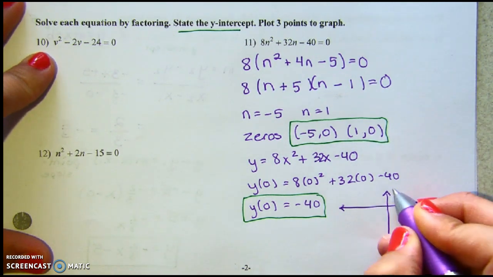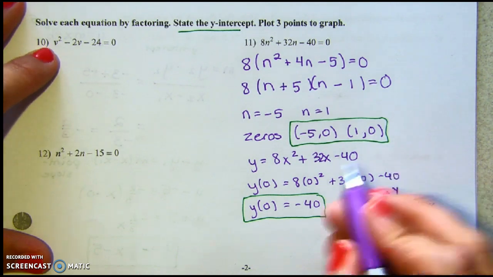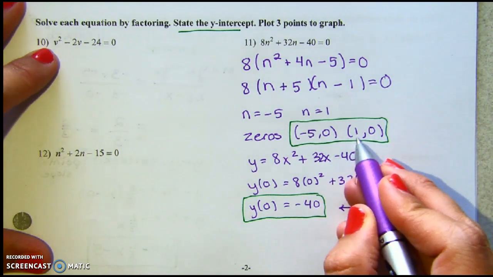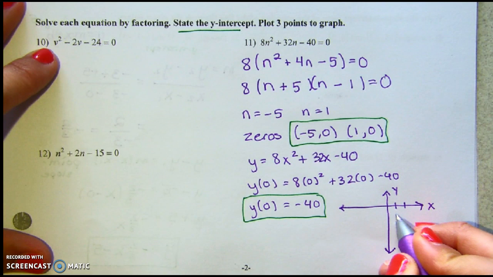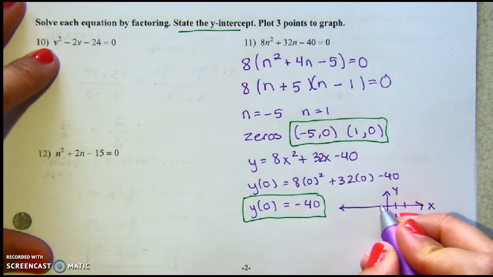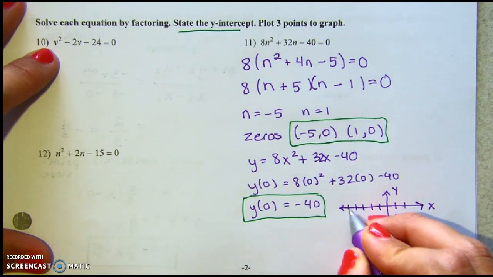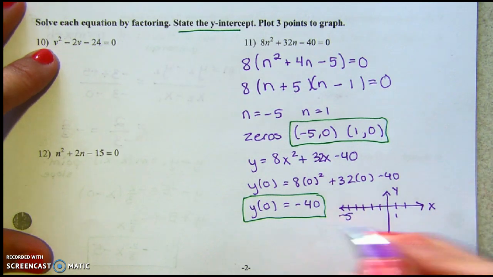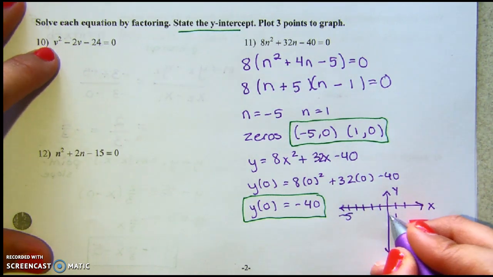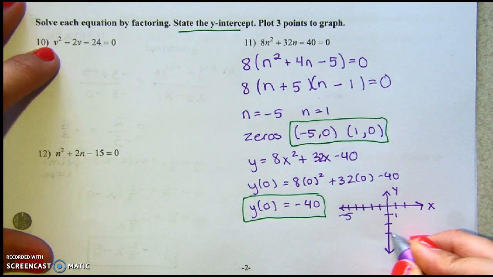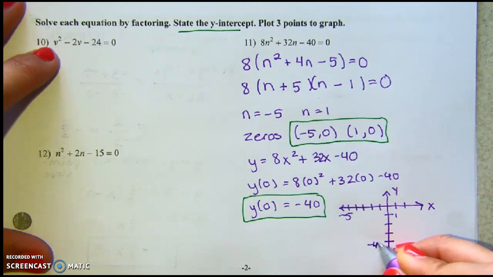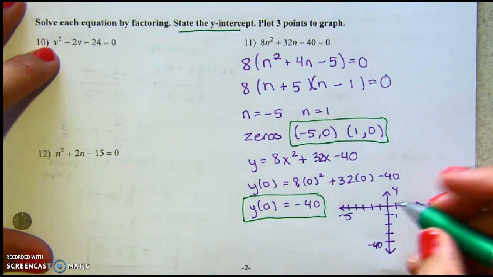We have our x, we have our y. The x coordinate points, we're going to graph 1. So that's 1, and then we need to go to negative 5. 1, 2, 3, 4, 5. And then what's our y-intercept? Negative 40? Okay. 10, 20, 30, 40. Here we go. So watch.